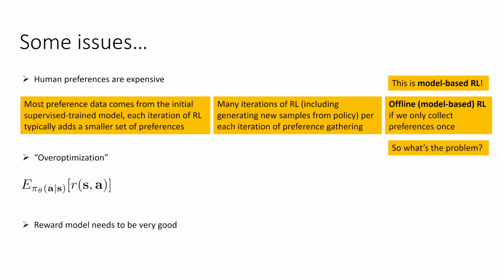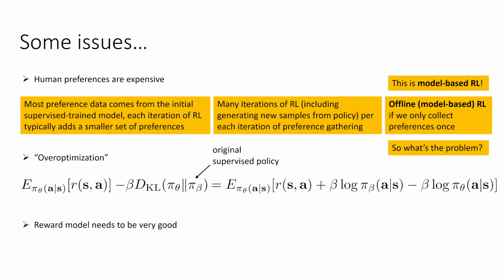Over-optimization is often tackled with a simple modification, where we simply add a penalty to our expected reward objective that penalizes the policy pi theta from deviating from the original supervised policy. And this KL divergence can conveniently be written by just adding log probabilities from the original supervised trained model to the reward, and then subtracting the log probabilities of the current model, which is just an entropy term. So this just changes the reward function. You take your reward model, and then you add the log probabilities of your original supervised trained model, and subtract the log probabilities of your current model. And beta is just a coefficient.